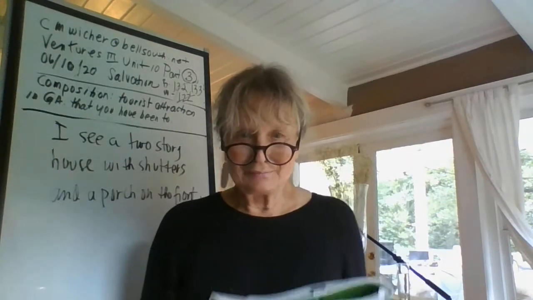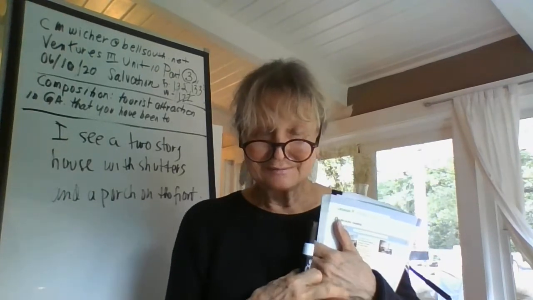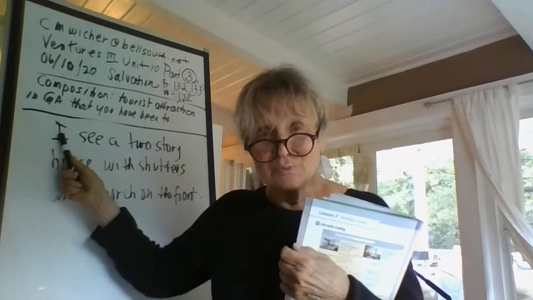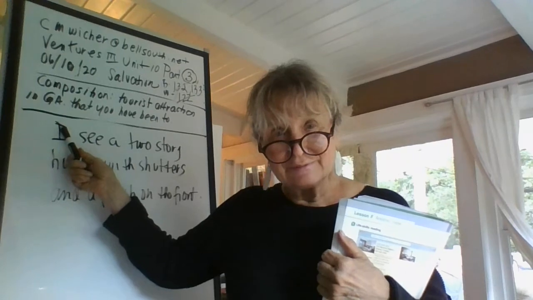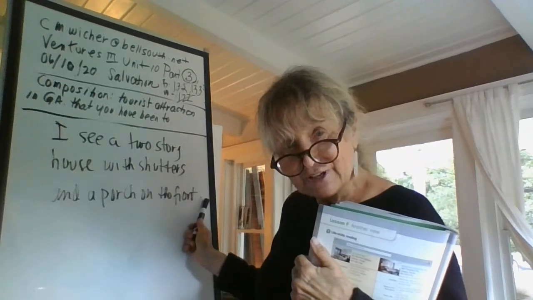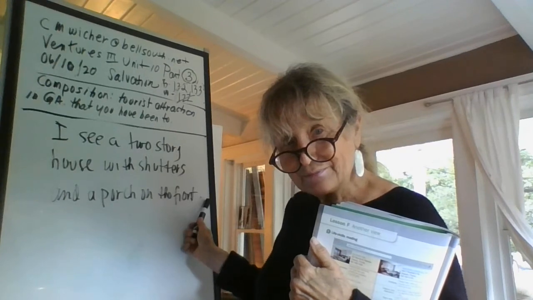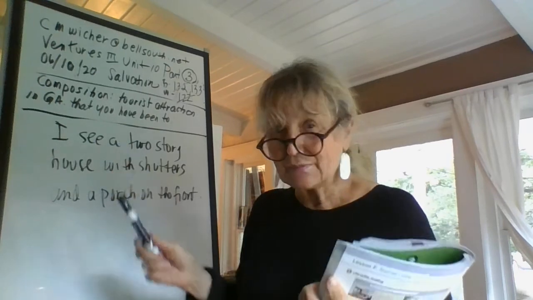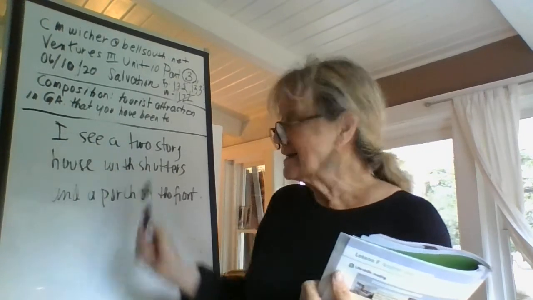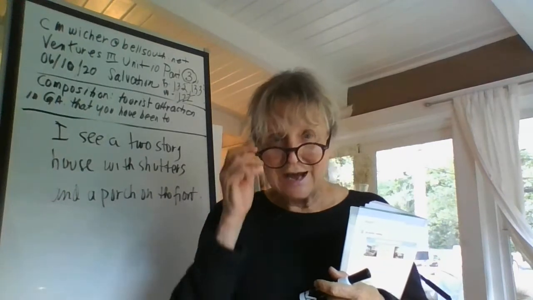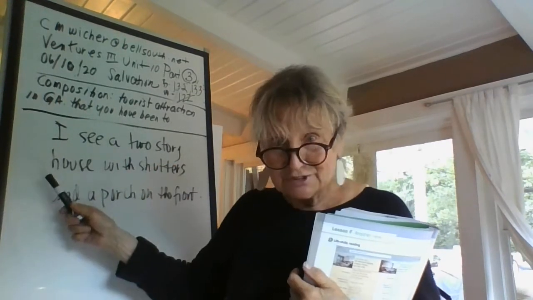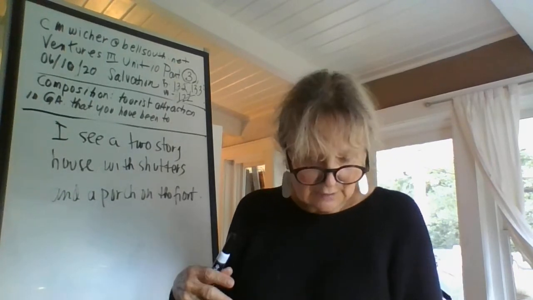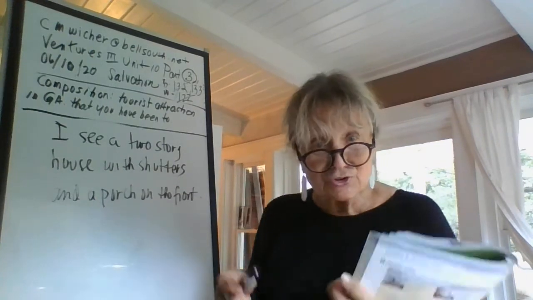What did you get? Read it out loud. I can't hear it. Did you begin your sentence with a capital letter? Did you put a period at the end of your sentence? Do you have a subject and a verb in your sentence? Okay, this is what I put. I see a two-story house. I see a house. What kind of a house? A gray house, a wooden house, a two-story house.